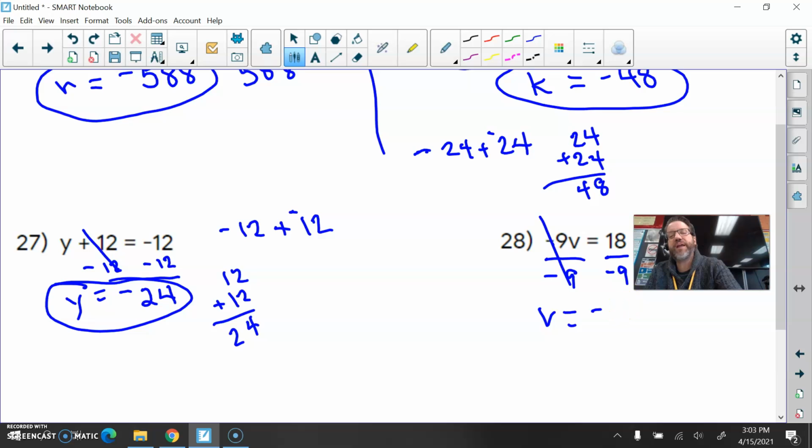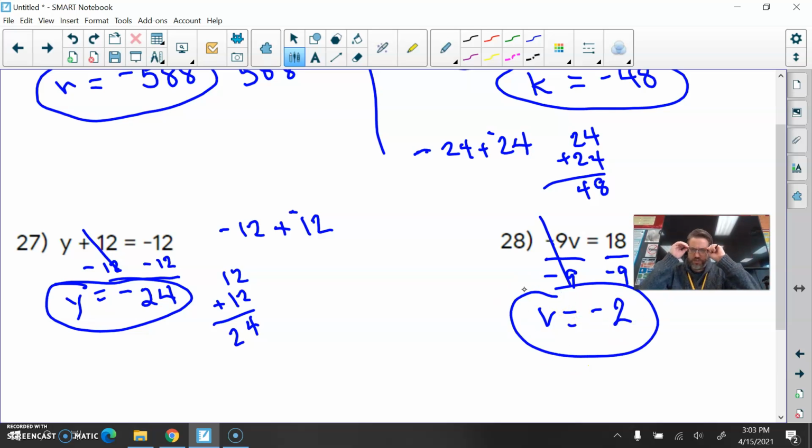And 18 divided by 9 is 2. So v equals negative 2. That's our answer for number 28. My headset's attacking me. All right, v equals negative 2.